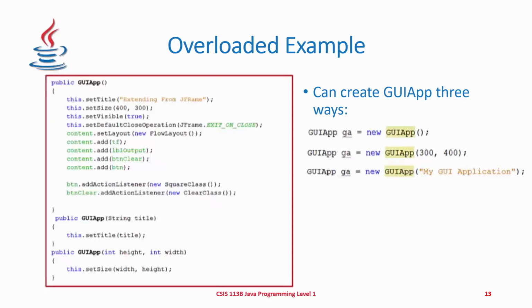In that bottom case, then, that's another overloaded constructor because it takes in the height and the width. So if the user generates a new instance of the GUI app, says new GUI app, and then passes in 2 integer values, that will be the constructor that's used to actually create the instance of the GUI app.